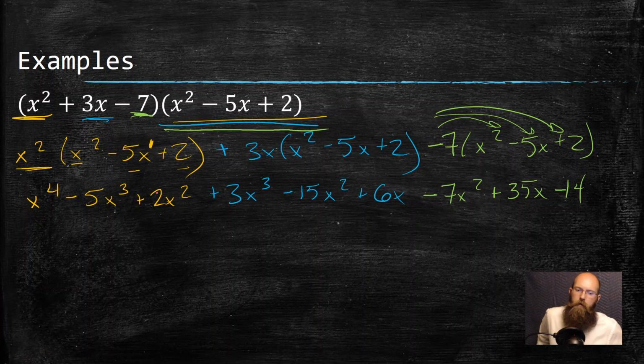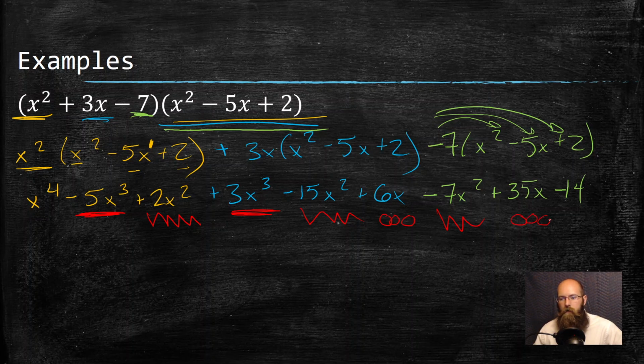Now I have to look for common terms, or like terms, sorry. And there's going to be a lot of them. There's this x cubed and this x cubed. There's this x squared and this x squared and this x squared. And then I have this 6x and that 35x. I like to use different symbols so that helps me figure out what's what. And then that x to the 4th had nothing in common with anybody.